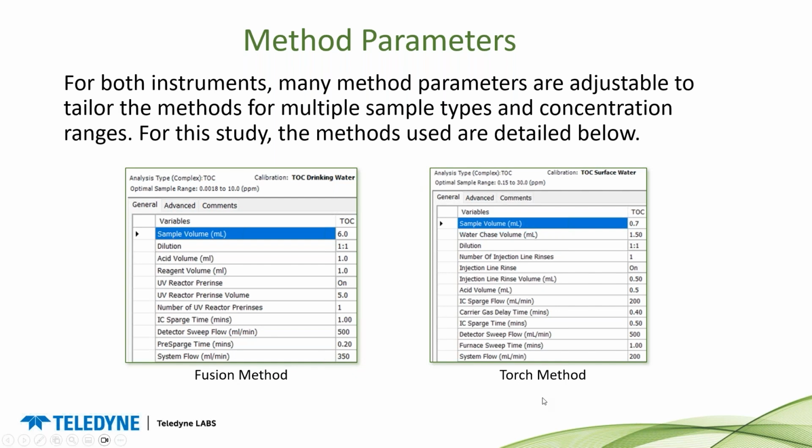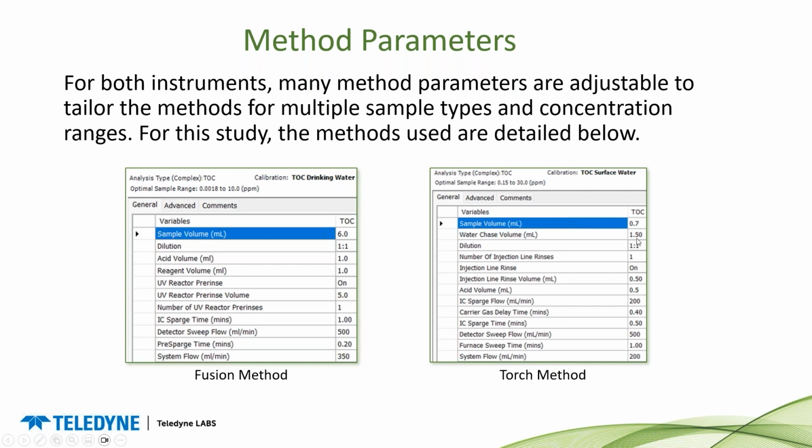Now on the right, for the Torch method, you use less sample volume for the combustion type of methodology. On this one, I've used 0.7 milliliters to create a range up to 30 is what it says in the optimal range, but in a lot of cases you can go higher than that. You just do not want to max out the upper end of the detector. So what I did, we'll see later, is I actually ran this method up to a 100 ppm range.